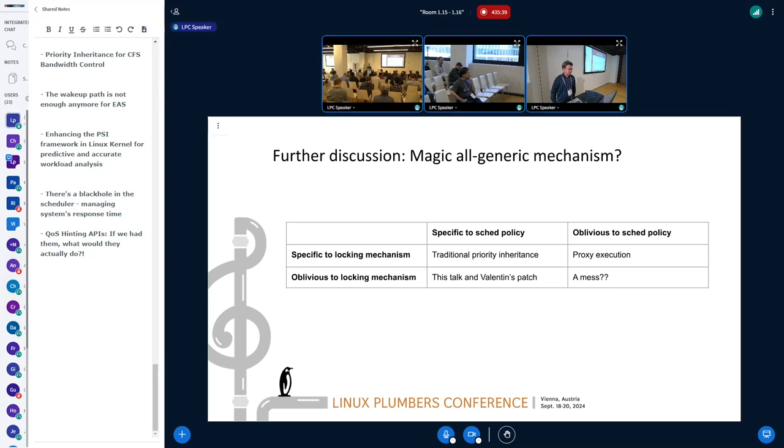Proxy execution, I think it doesn't really care about the scheduling mechanism because it just runs the whole thing. But it does need to trace the logs. So it's specific to the locking mechanism, not specific to the scheduling mechanism. This one, or like priority inheritance when the throttling happens, it's only for CFS bandwidth control, but it doesn't need to trace logs because the whole kernel mode is protected. So can we fill the fourth box with something?